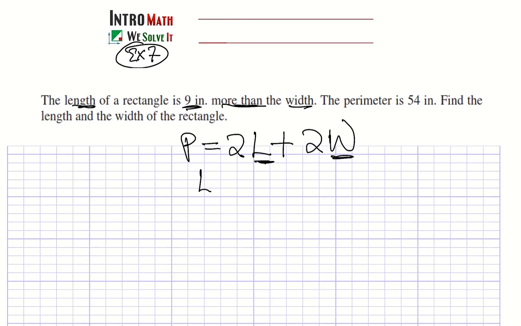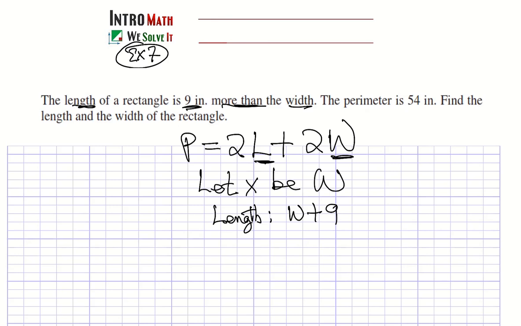So we'll let X be the width. Then the length will be W plus 9, because the length is 9 inches more than the width. So I hope you get that. You have to play around with this when you solve a problem like this.